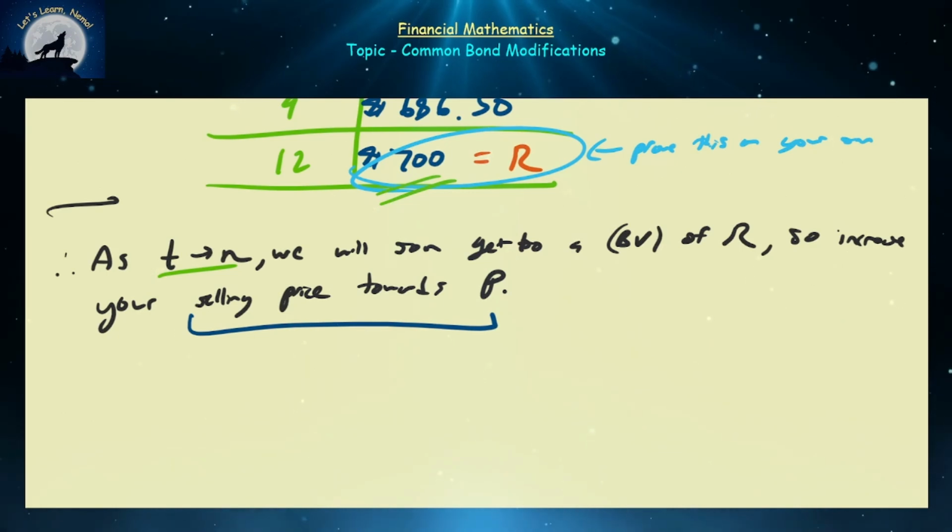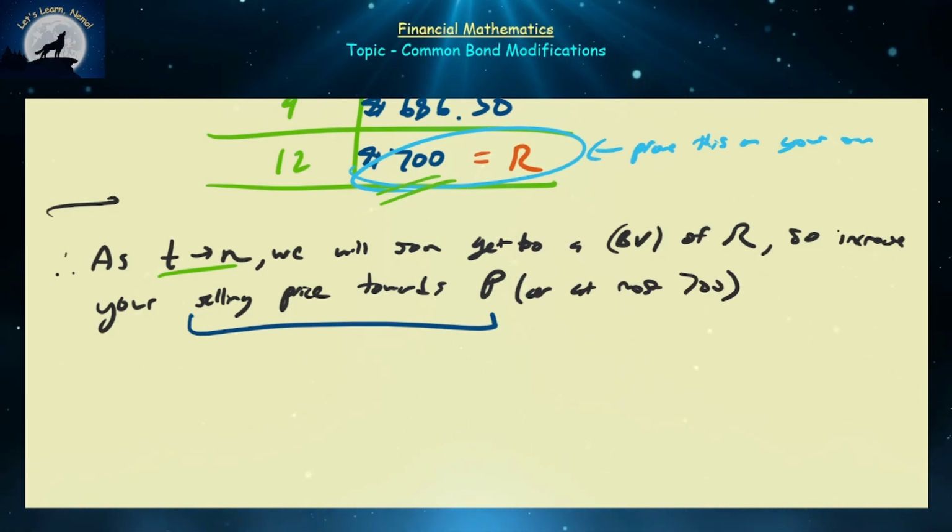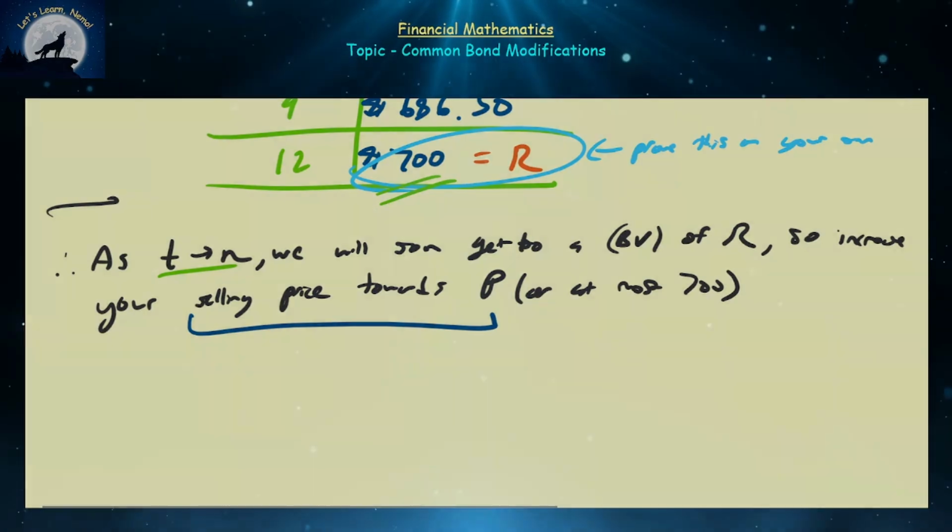So if you do not increase it towards P, or at most $700, because obviously you can't sell this bond for more than $700, or extremely more than $700, because those coupon payments are barely anything. They're only going to get $700 back. So selling it for substantially more than $700 is definitely not good for the person who's about to buy this bond from you.